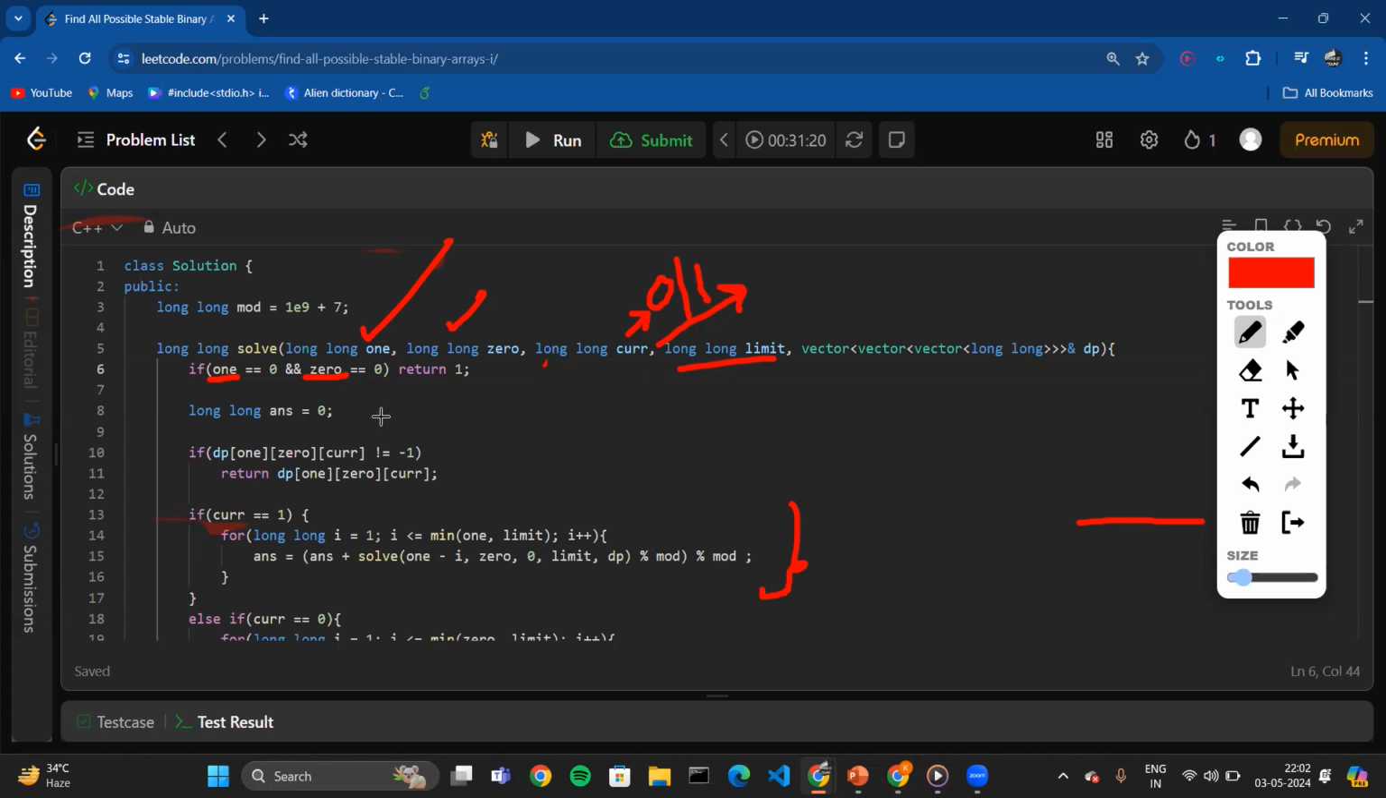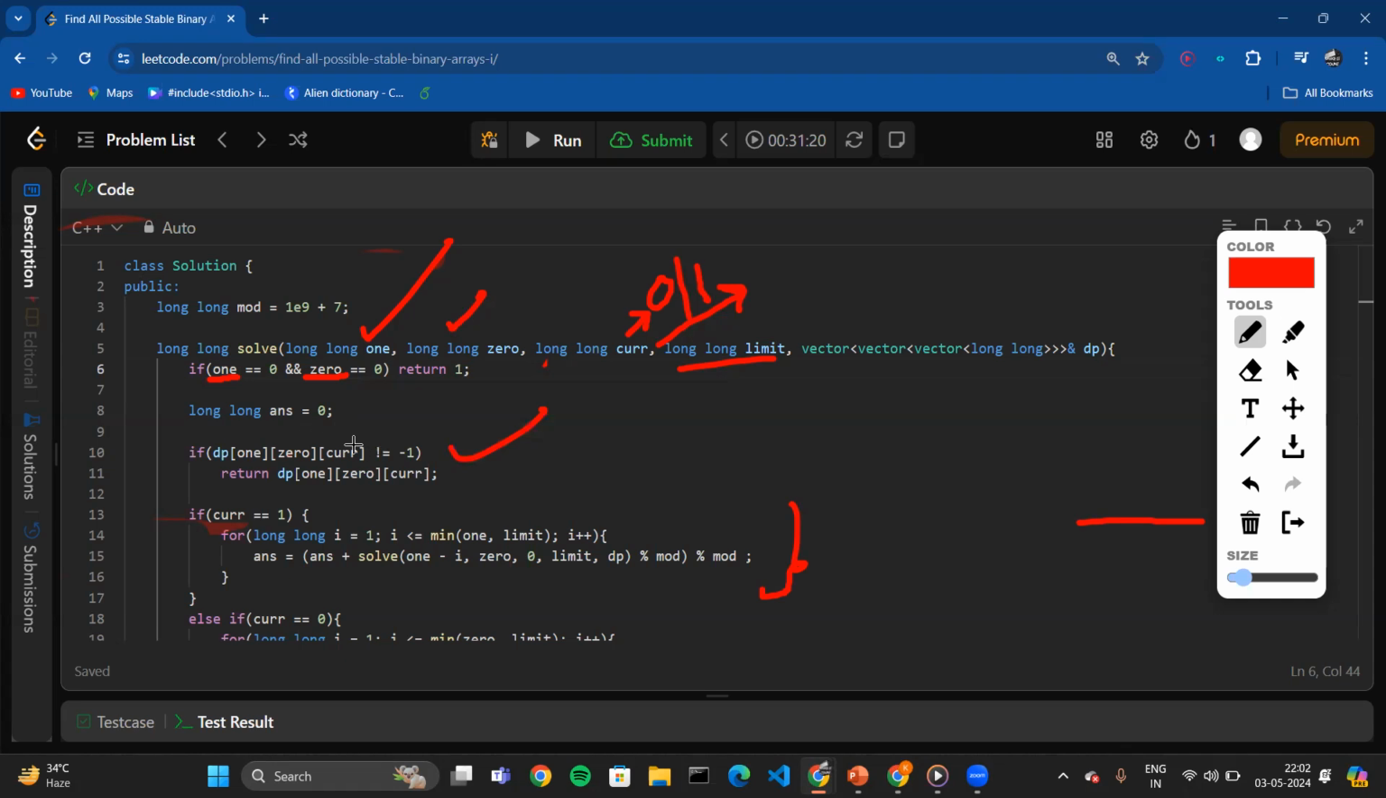This is just a memoization condition. DP of 1, 0, current. So these three will be my states. 1 indicates the count of ones, 0 indicates the count of zeros taken, or rather not taken.